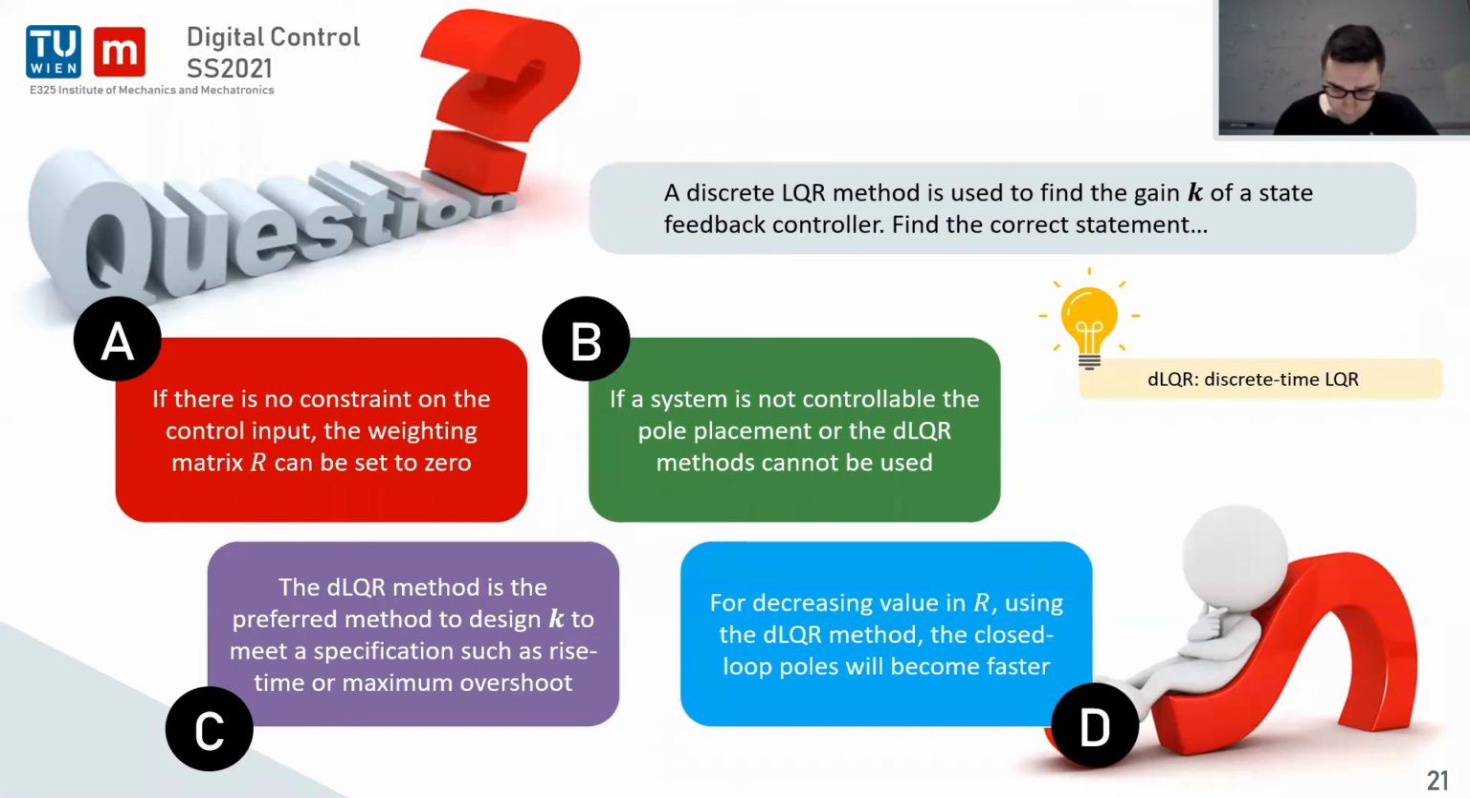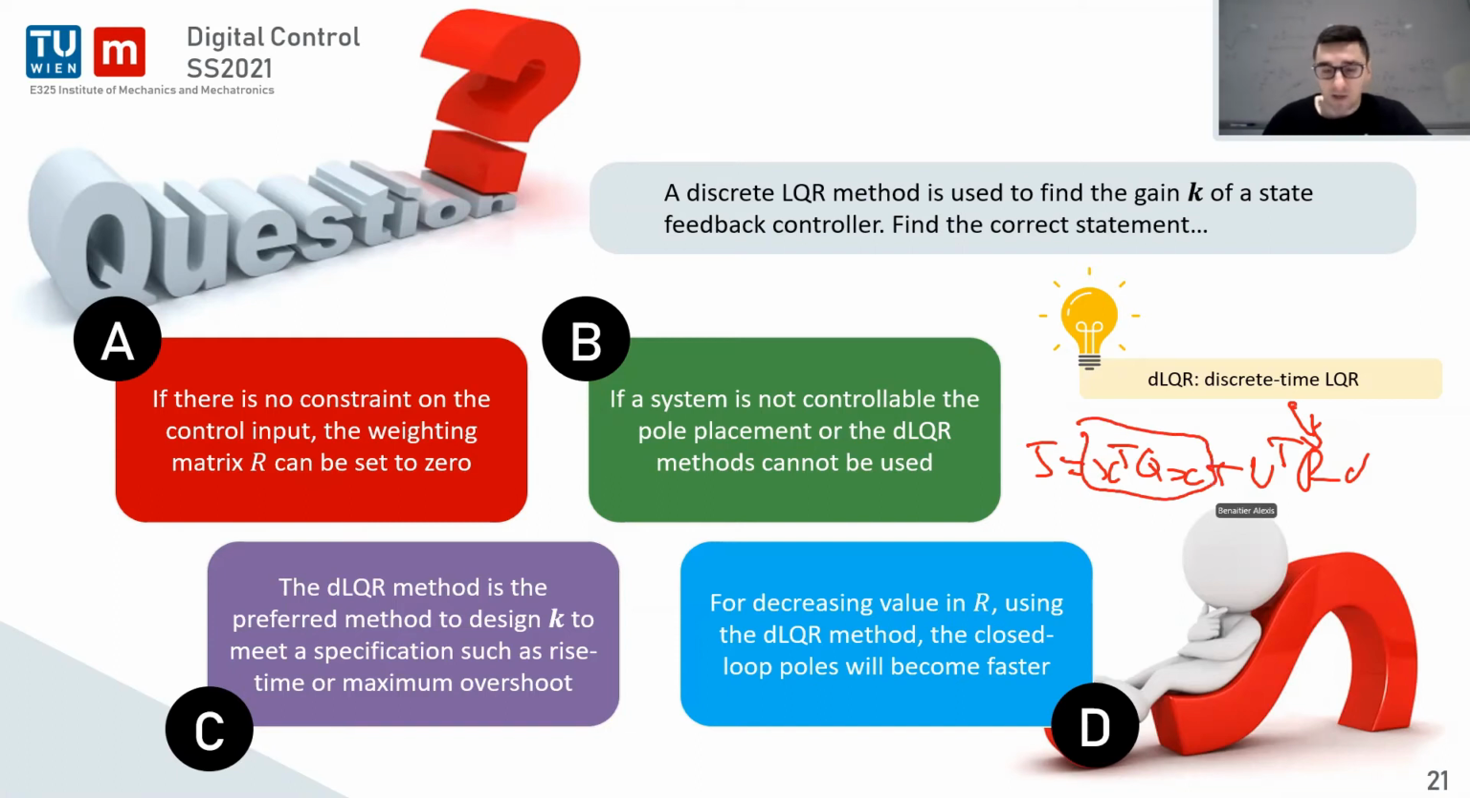So if you take x transpose Qx plus u transpose Ru, if R is decreased, what's happening is that I do not care anymore about how much control I'm using, but only about following the reference. And as I want to follow the reference and I'm summing over each sample the difference, at each sampling time I weigh this x transpose Qx, how far I am from the reference, then the system will inevitably become faster.